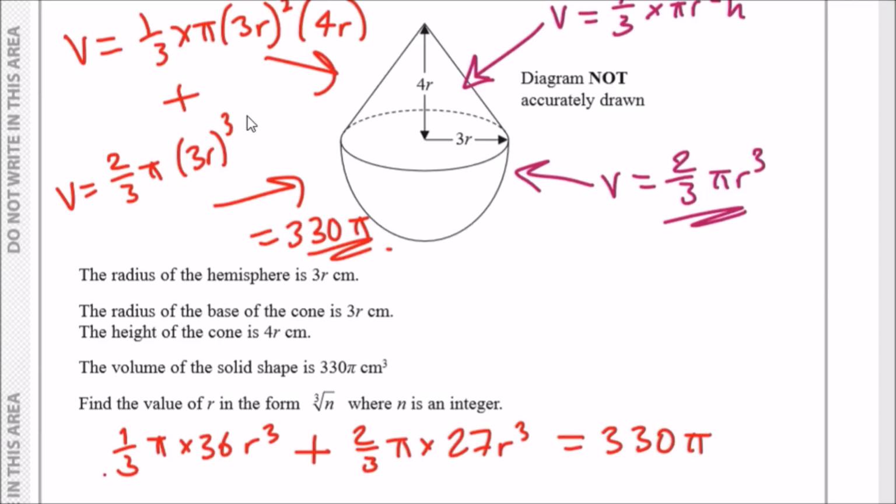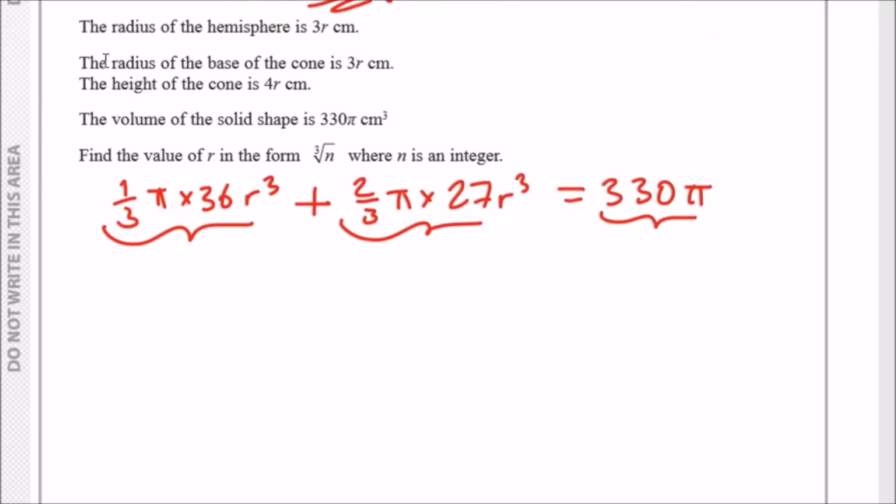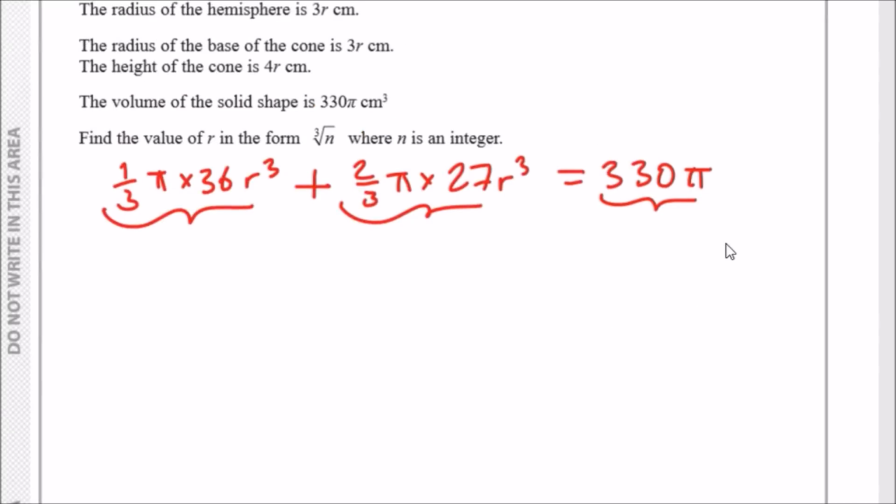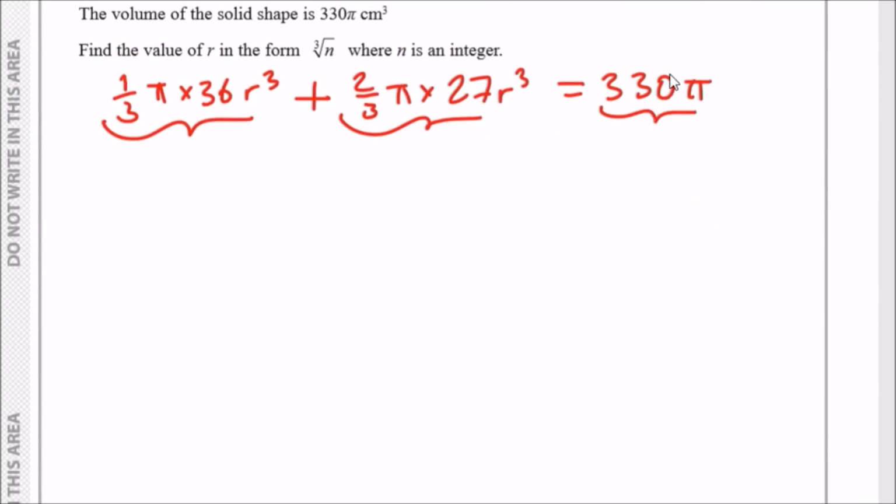So here we go. These are the two volumes, which must give you the total volume of the shape. Now you just solve it, make r the subject. Okay, so let's check this out. The first thing to note, the cool thing about these equations, because you have pi in every part, you can just cancel pi out. Divide everything by pi and all the pi's cancel out.